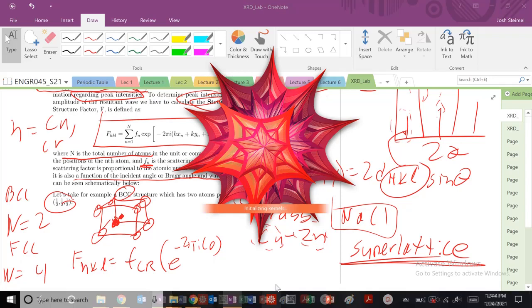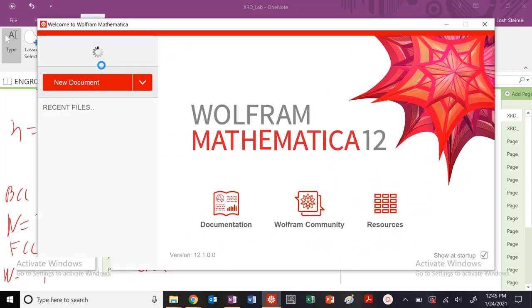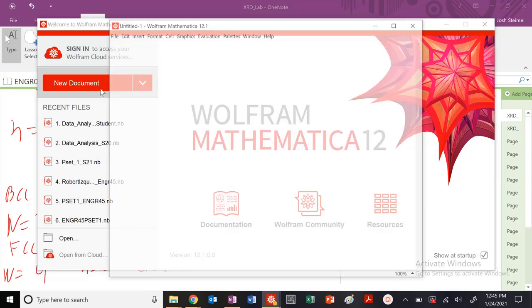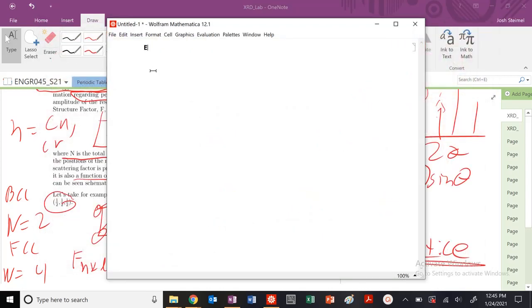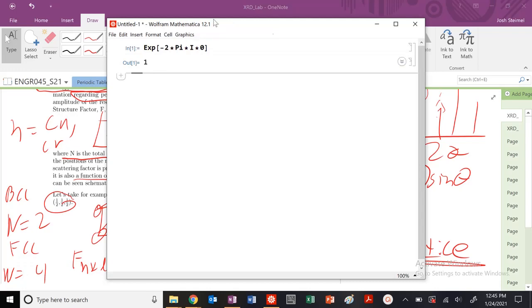Again, spending my time on this. Is this really a worthwhile exercise? Yes, because it's always good to look at your math before you publish your results. So let's go ahead and do it. Exponential times minus 2 times pi times i times 0, and what do you know, it's going to give us 1.